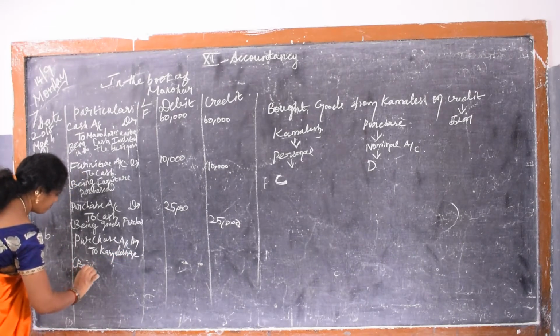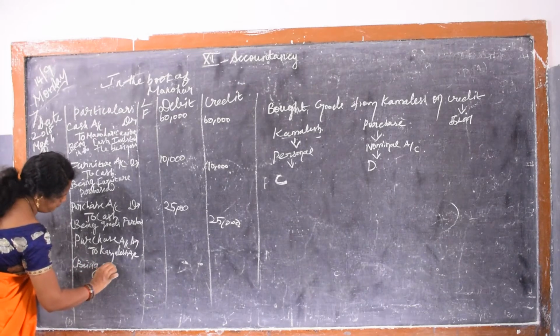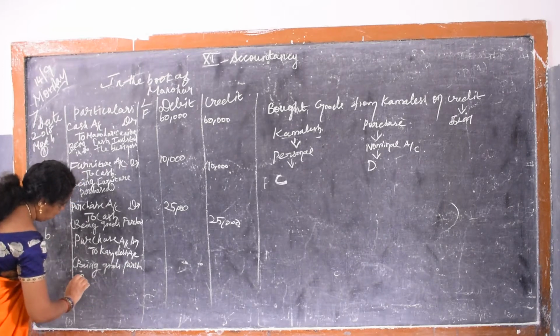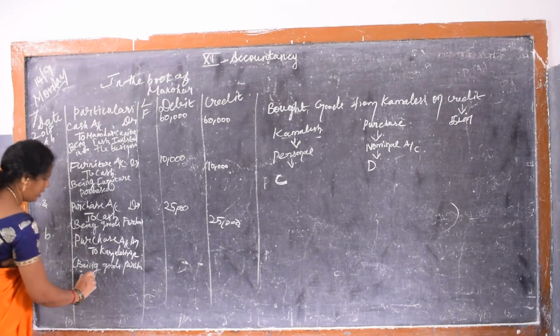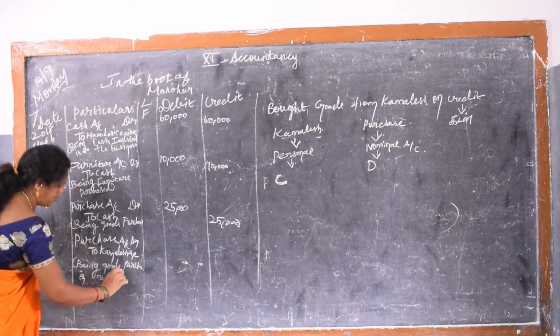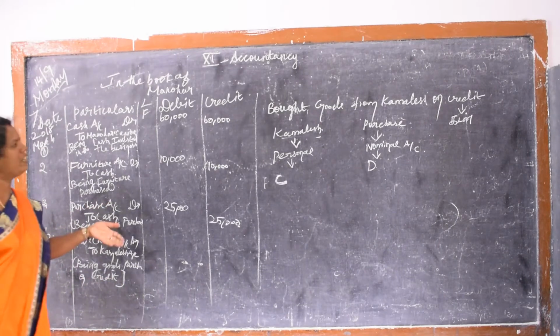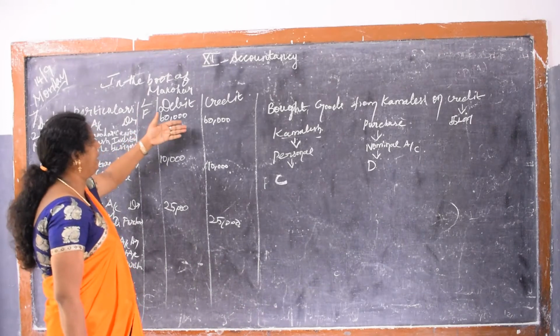Being goods purchased on, the narration is very important, on credit basis. Okay. In these journal entries, we have different terms. Okay, debit and credit.